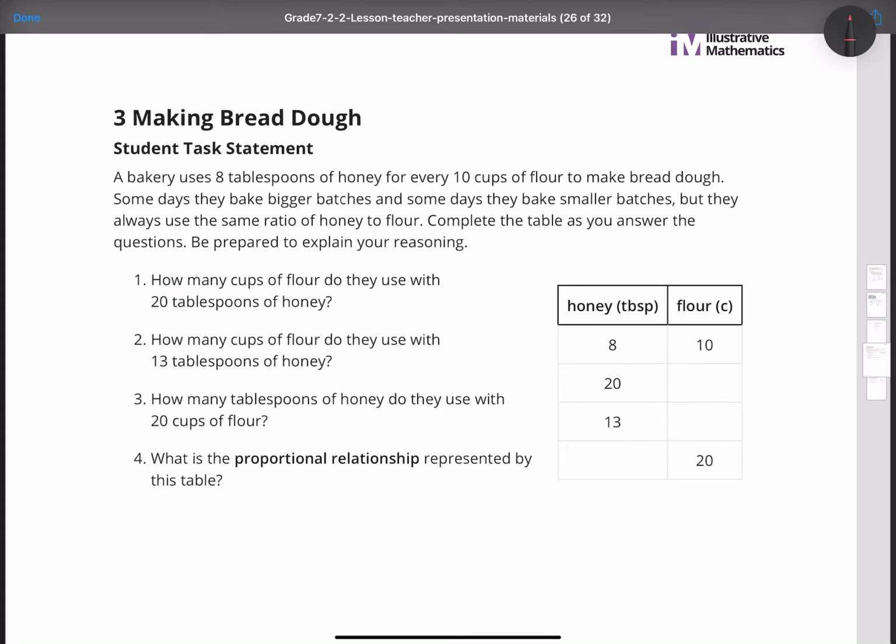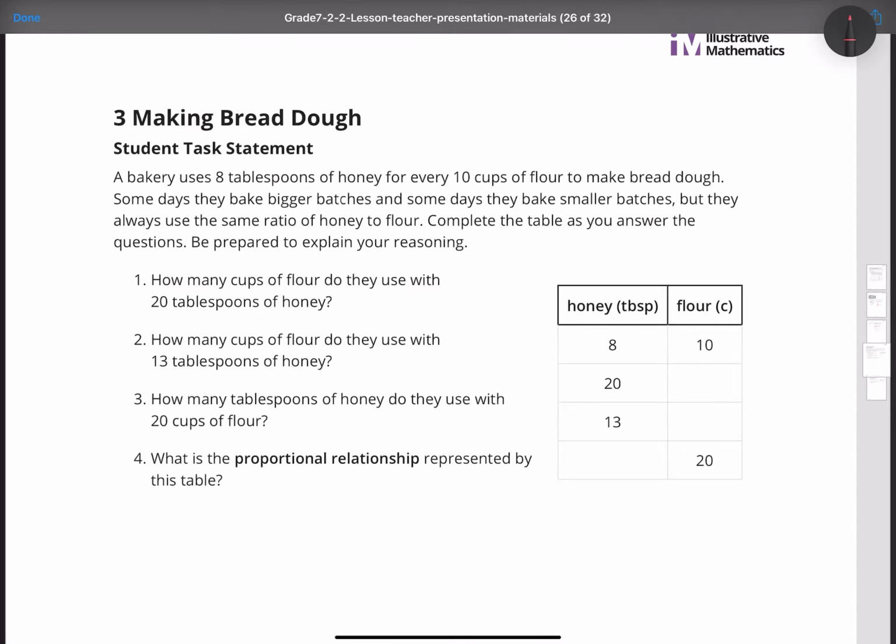It says a bakery uses 8 tablespoons of honey for every 10 cups of flour to make bread dough. Some days they bake bigger batches and some days they bake smaller batches. But they always use the same ratio of honey to flour. Complete the table as you answer the questions. Be prepared to explain your reasoning.